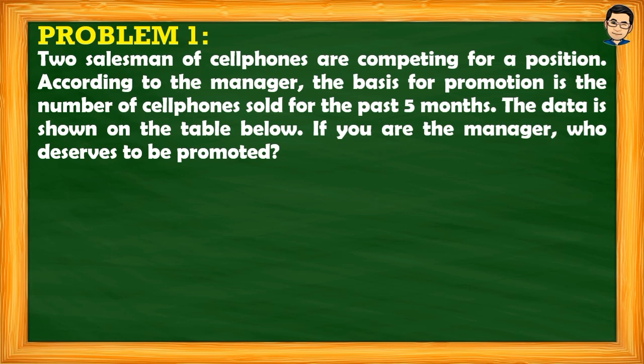Meron tayong dalawang tindero dito na nagko-compete, naglalaban para sa isang posisyon. Siyempre, tataas ang kanilang posisyon kasi mapopromote sila. At the same time, tataas din ang kanilang sahod o yung sweldo nila. Base dun sa namamahala nung cellphone shop or gadget shop na yan, ang magiging basihan ng makakakuha ng posisyon is yung tindero na maganda ang benta ng cellphones for the past 5 months. Ito yung mga data.